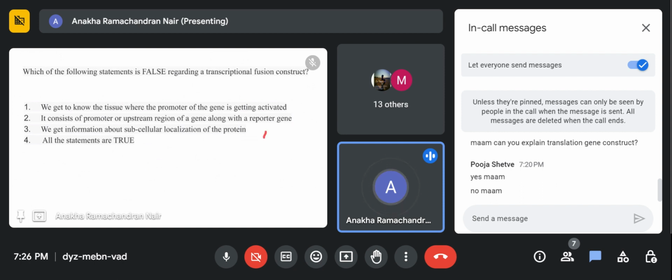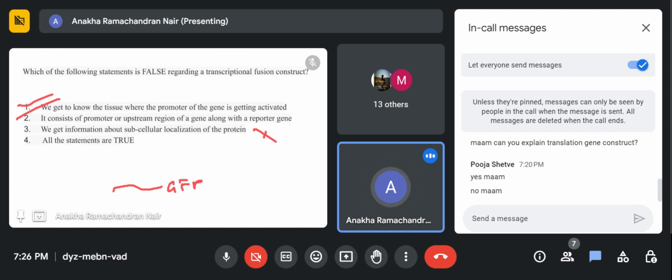That means option 3 is false because we get information about subcellular localization when you have a translational fusion construct where your gene of interest and your GFP are being translated into a single protein. So you can see, using the GFP, where in the cell this protein is localized. But with transcriptional fusion construct, you can only figure out the tissue where the promoter of the gene is active, and it also consists of promoter or upstream region of a gene along with the reporter gene. Okay. So option 3 is incorrect. So according to the question, option C is the correct answer because it is false.